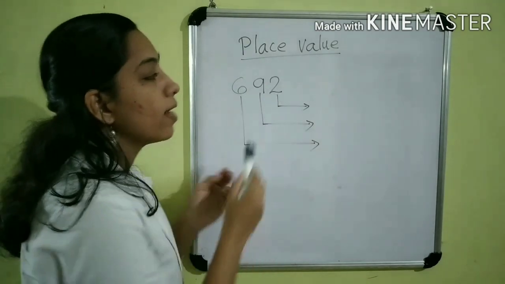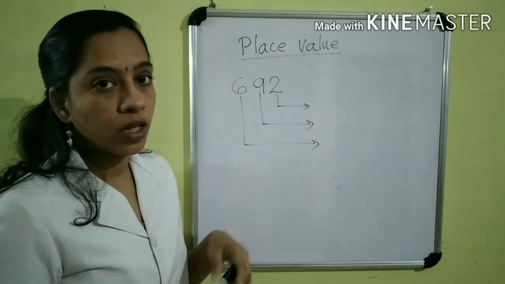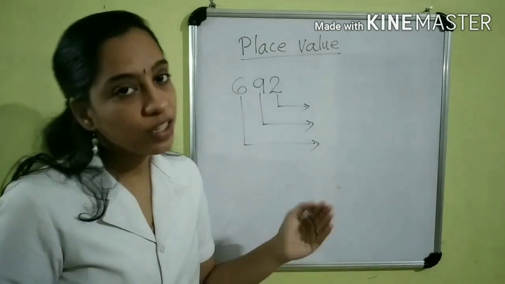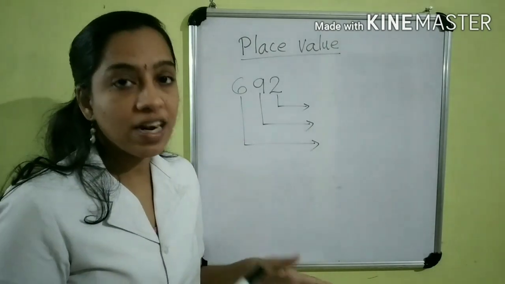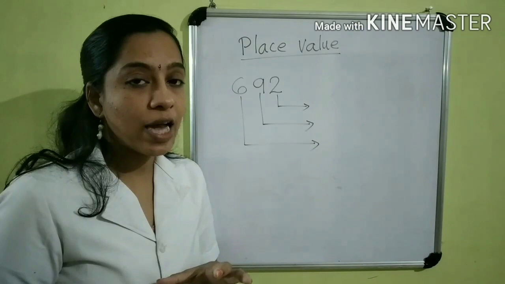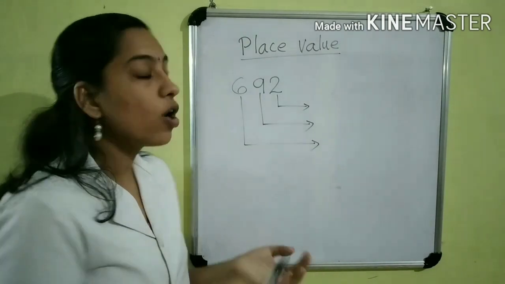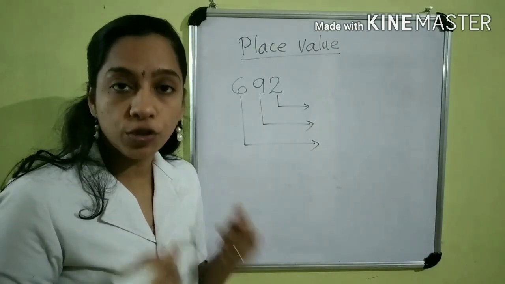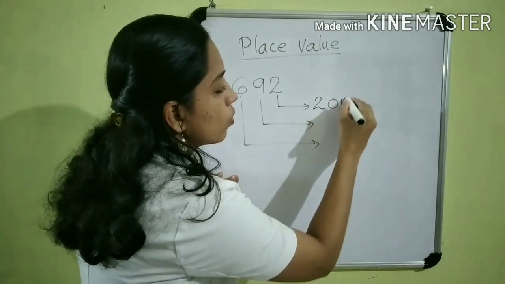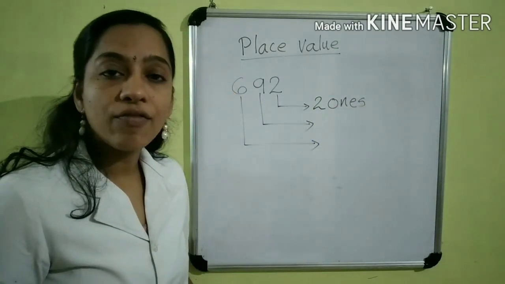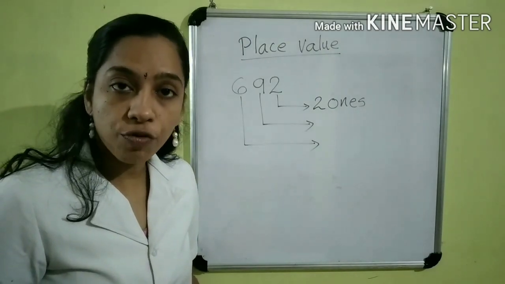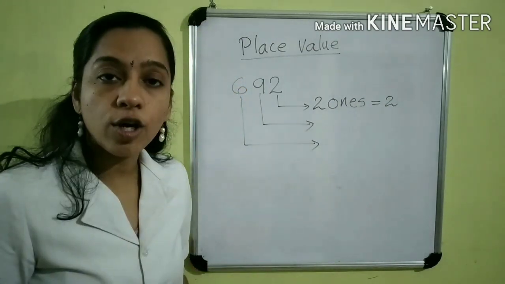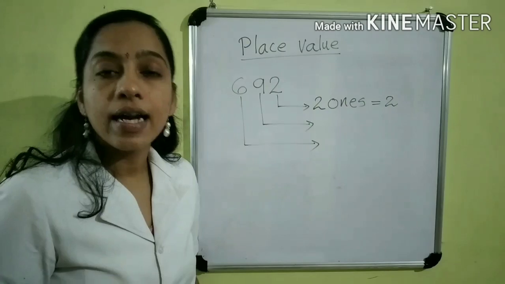Here you can see one number, 692. We have to find out the place value of each digit in this number. Let us start with 2. Here the number 2 comes in ones place. I told you the place value depends on the place of the digit. So the number 2 comes in ones place. So we can write the place value of 2 as 2 ones. We learned the value of 2 ones. What is the value of 2 ones? Yes, 2. So we can write 2 ones equal to 2. This is the place value of 2 in the number 692.